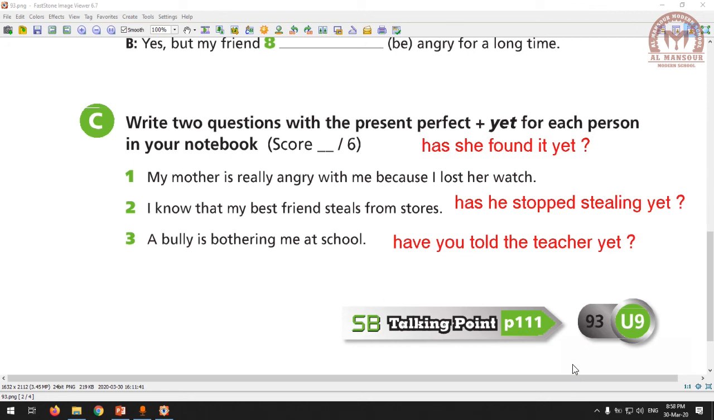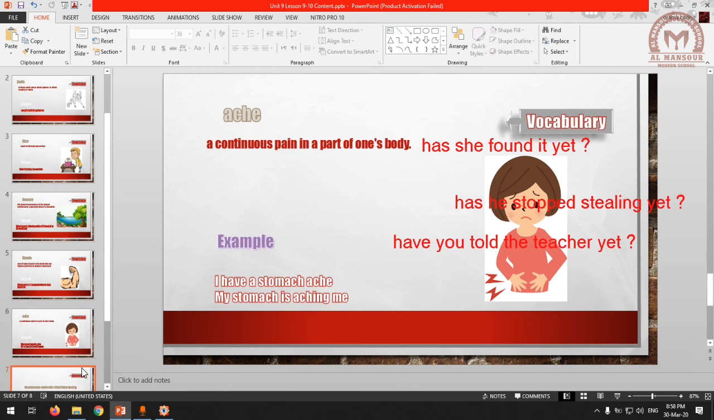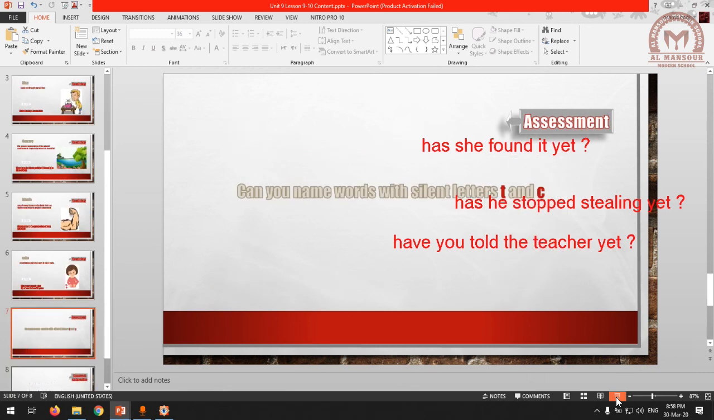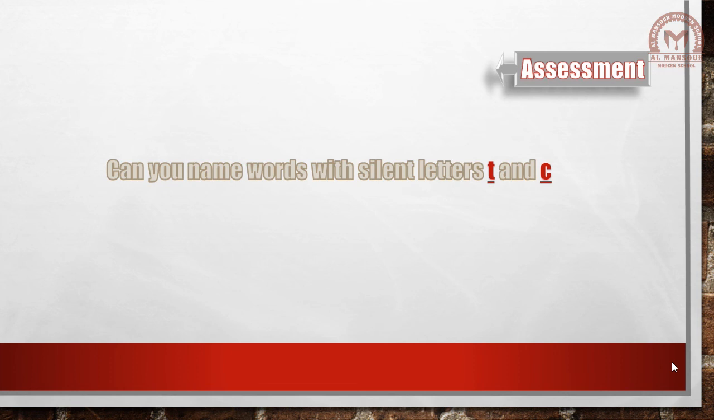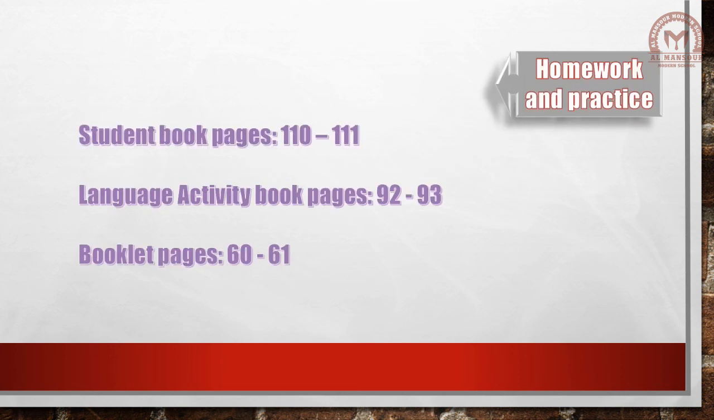Okay. Let's do a quick recap of what we learned today. We learned about silent letters C and T and SC and ST combinations. We also learned new vocabulary. We revised some of the grammar rules in this unit. Okay, as for your assessment, I want you to name words with silent letters T and C that you learned from this lesson. Okay? As for your homework and practice, your student book pages 110, 111, your language activity book pages 92 and 93, your booklet pages 60 and 61.